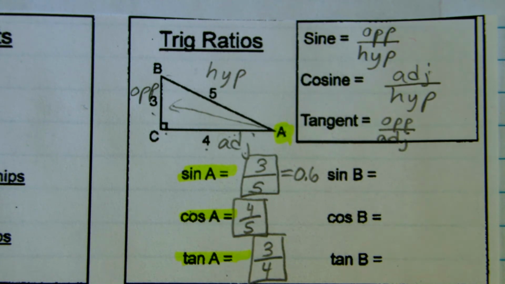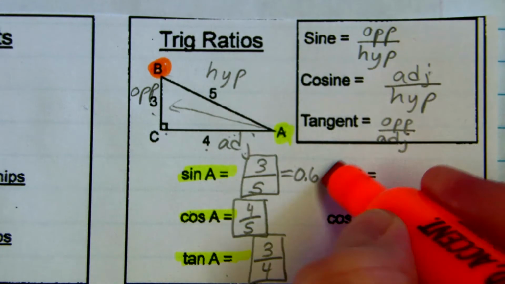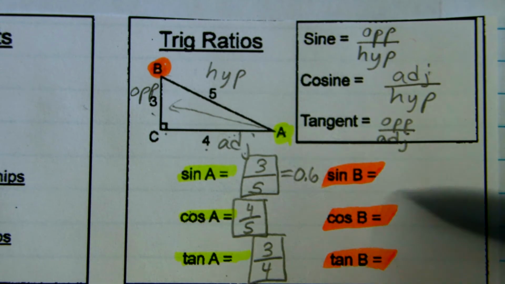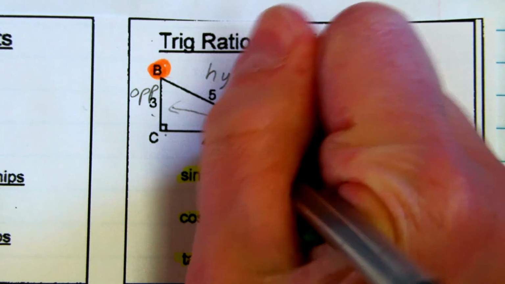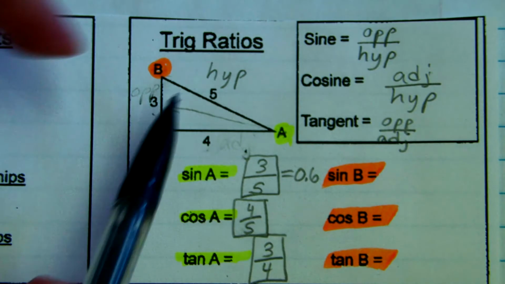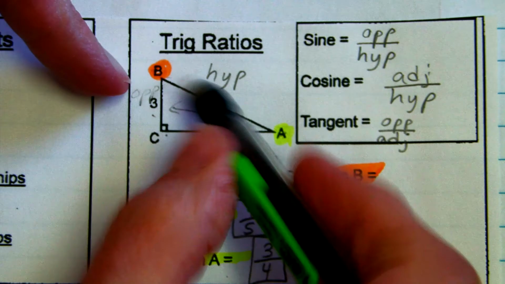Now, if we suddenly switch our angle to angle B, things are going to change. So I'm going to highlight B in orange and all of these in orange, and I'm actually going to erase where I have the opposite and adjacent, because it changes if I'm now standing over here at B. I always think of this big triangle. I'm standing here and I'm looking out this way.